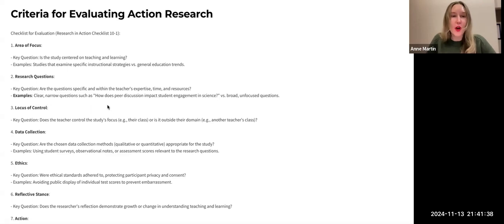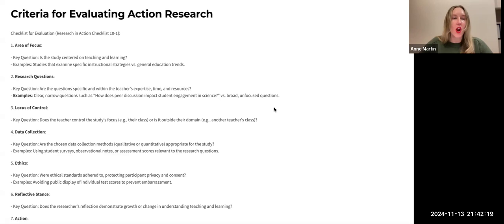So examples, clear and narrow, like how does peer discussion impact student engagement in science, versus something more unfocused or broader. Locus of control, this is something that again underpins all of this, but is it something that the teacher has control over? Is it something they can actually have an impact on? Again, it can be so easy to focus on the things that are outside of our control, but there are so many things within our control. And that is what the action research should be about, because it's something you can actually change and impact.